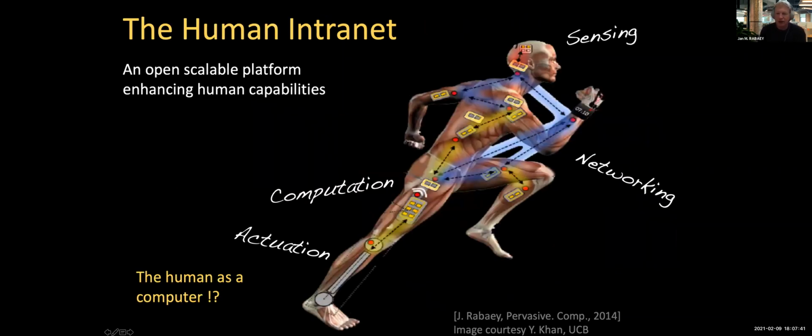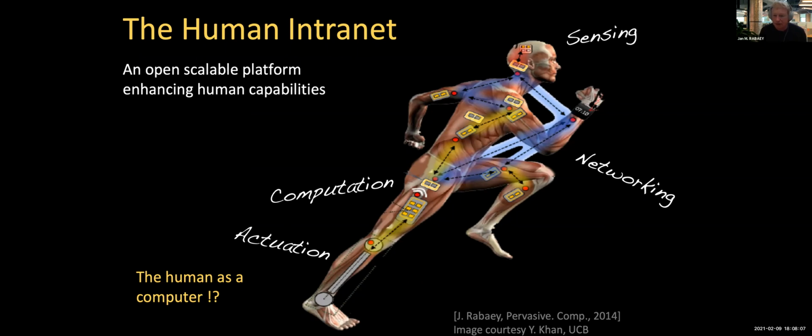Now, the way to do that is to add technology to our biological being. I call it actually the human internet. It's a set of sensing capabilities that augment what we already have, the networking to allow these various distributed sensors to talk to each other, and computation to interpret the data and ultimately go back to action.